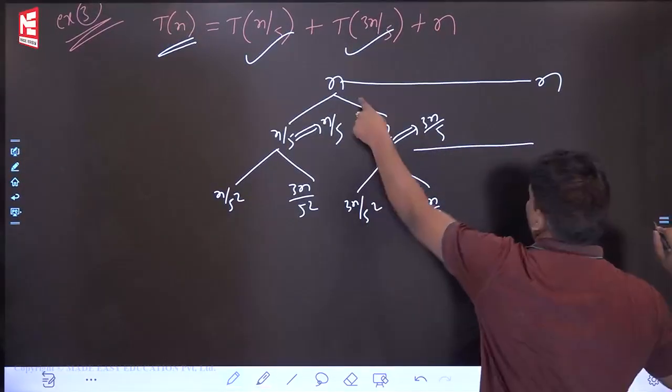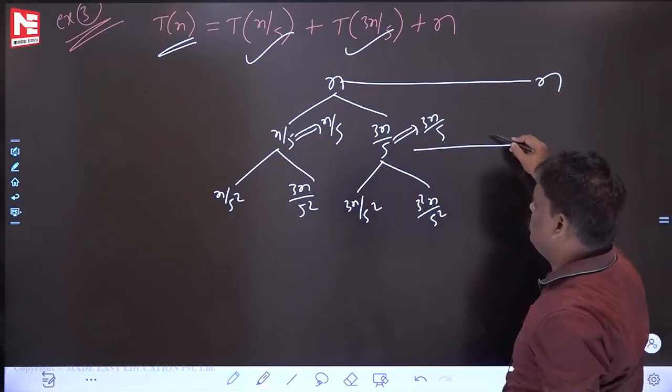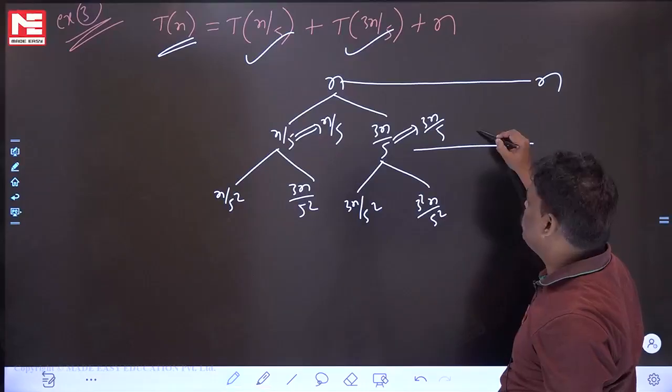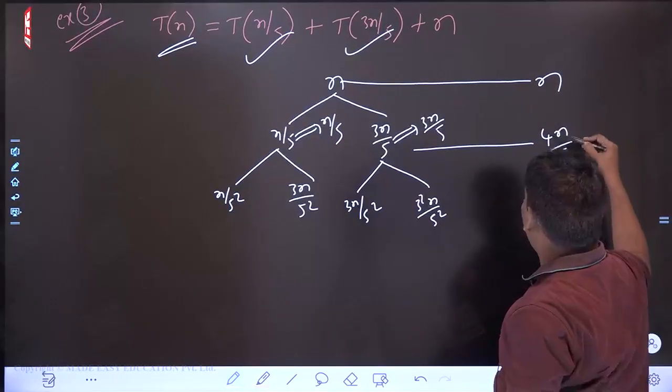Can you help me? What is the first level? Non-recursive term n. Second level, add this: n by 5 and 3n by 5. How much? n by 5 plus 3n by 5, what is the answer? 4n by 5. First level n came, second level 4n by 5 came.